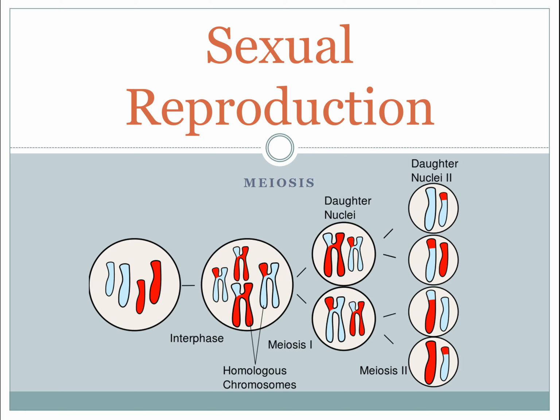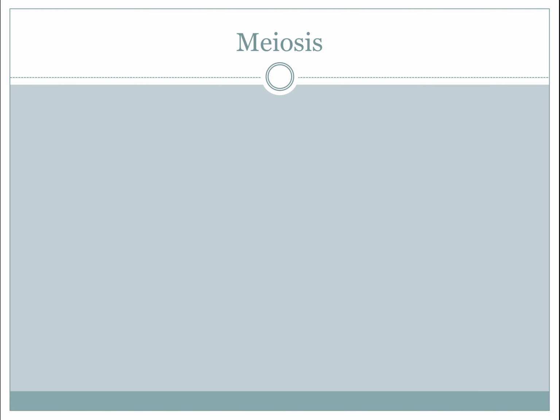Okay, so now we're going to move on to our other process for cell division. The mitosis process occurs in all of your body cells. The next process here is for sexual reproduction only, so this is going to occur only in your sex cells. And this process is called meiosis.